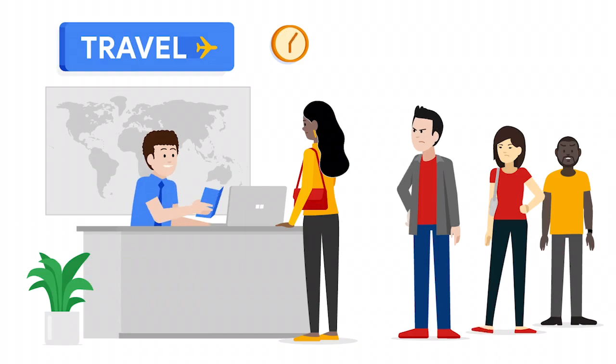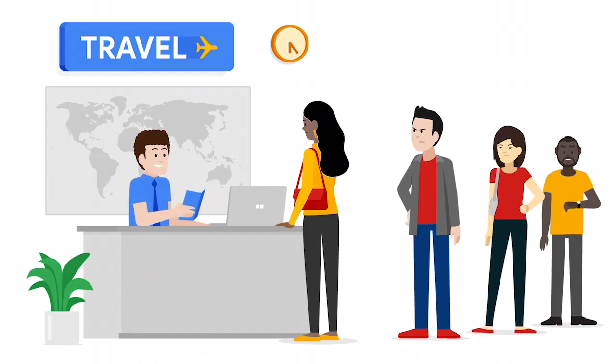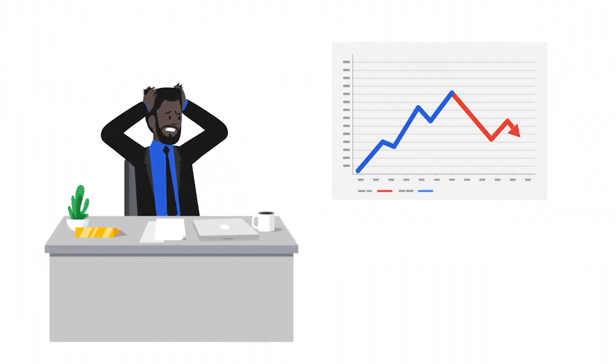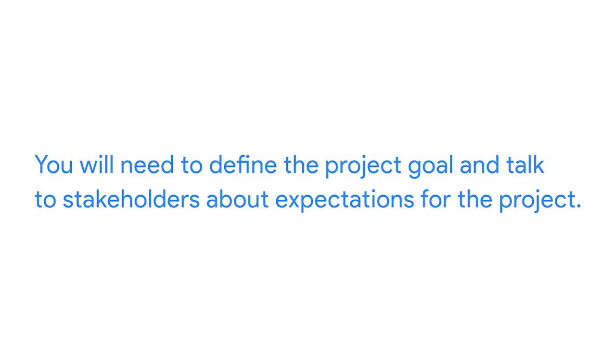Let's take a real scenario to illustrate. Imagine that you are brought on as a project manager for a large travel company to help streamline and minimize customer service wait times that have been surging due to a recent sales promotion. Before you begin working on tackling the issue, you're going to need to define the project goal and talk to stakeholders about expectations for the project. In this case, the goal is to take average wait times down to less than 10 minutes on average compared to 30 minutes.